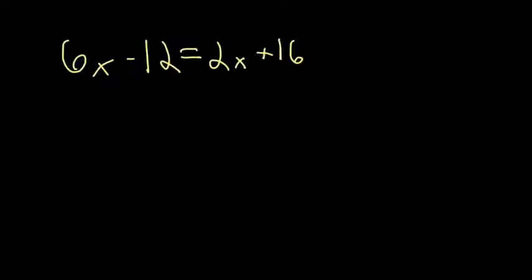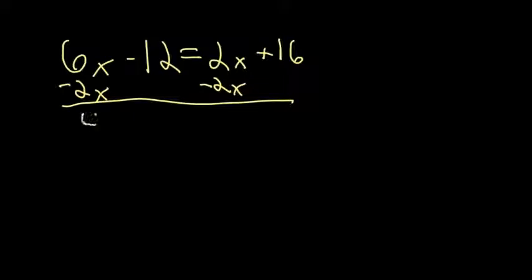Alright, so I got another equation here. 6x minus 12 equals 2x plus 16. So again, start with your variables. I can either do 6 minus 2 or 2 minus 6. Think about which one's going to give me positive. 2 minus 6 would give me a negative. 6 minus 2 is going to give me a positive. So I'm going to subtract the 2x from both sides.